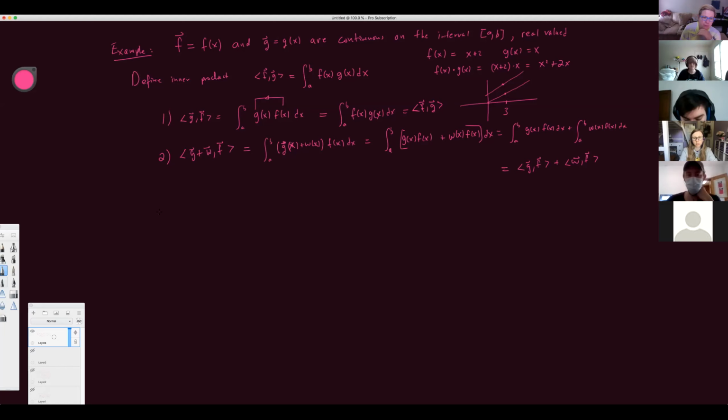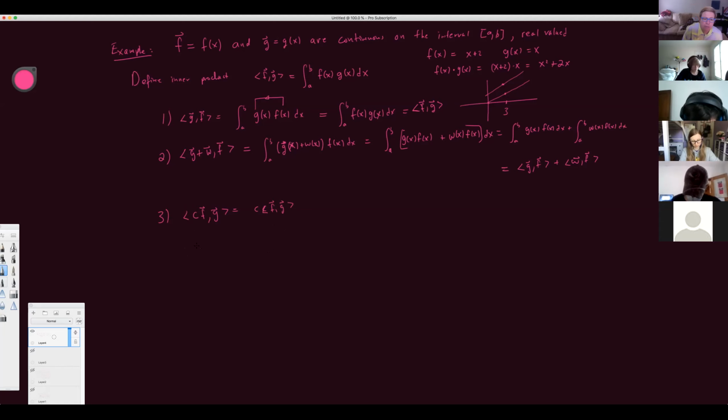Number 3. Remind me what number 3 is. Who has the sheet up? The inner product of some constant c times the vector u and some vector v equals c times the inner product of f and g. Okay, so let's try that.